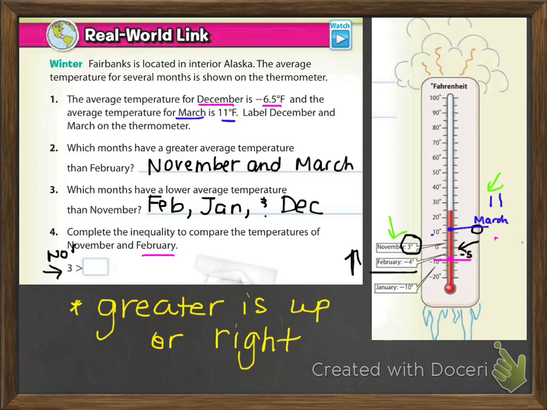I don't want you to erase it, but on my screen, I'm going to go ahead and erase all the things that I've written on this little diagram here. All right, so now I'm looking for February. So for February, it's right here. Okay, and February we can see is negative 4 degrees. So 3 is greater than, and the way that we would write that is negative 4. So that's what you want to have there.